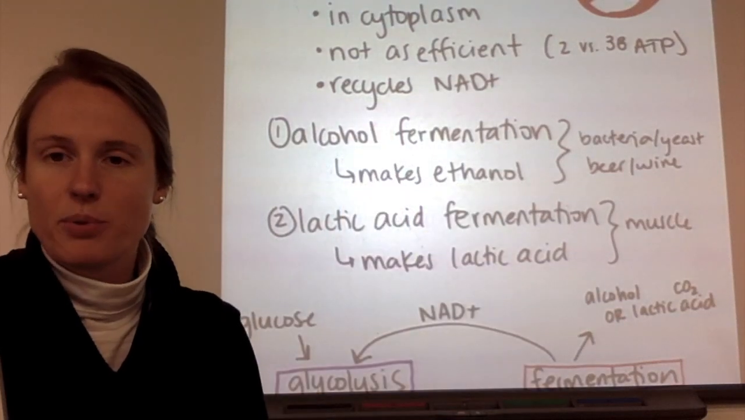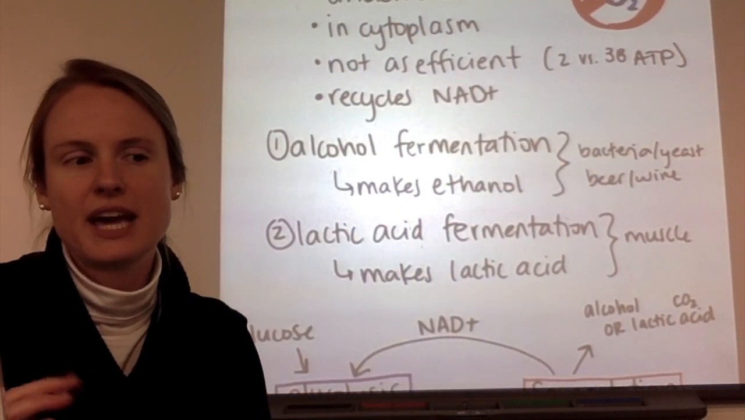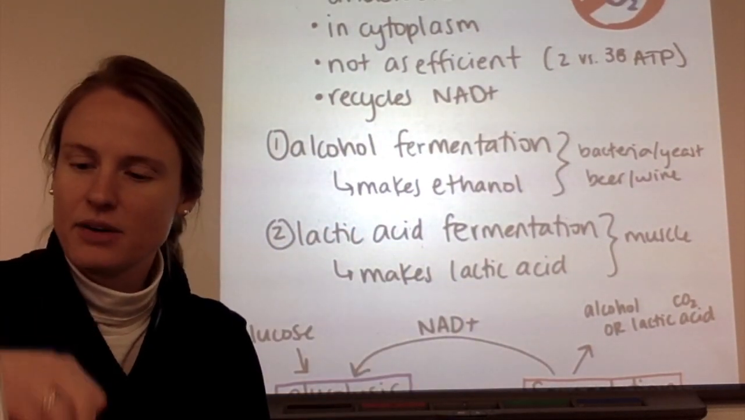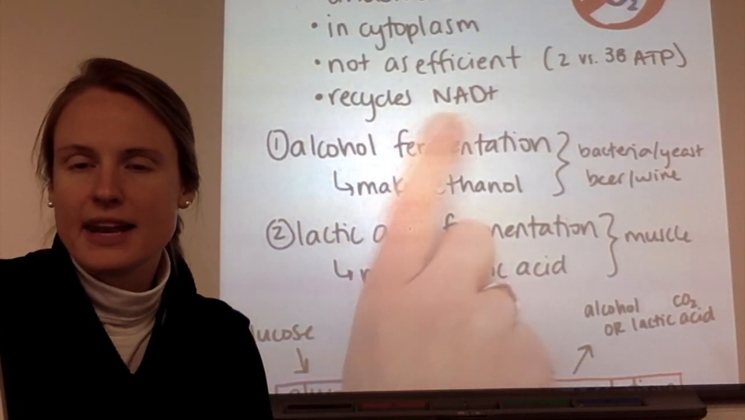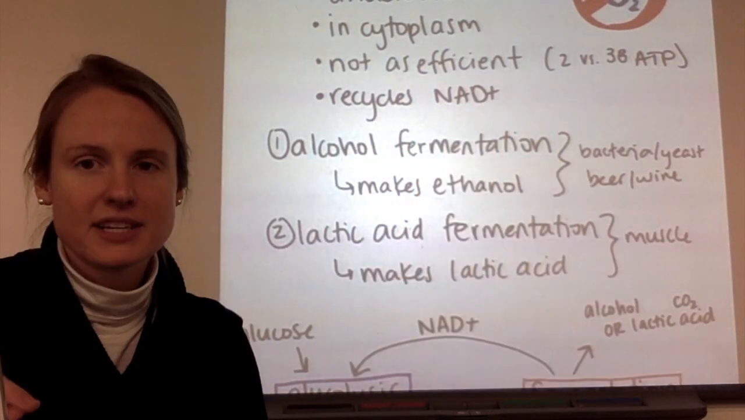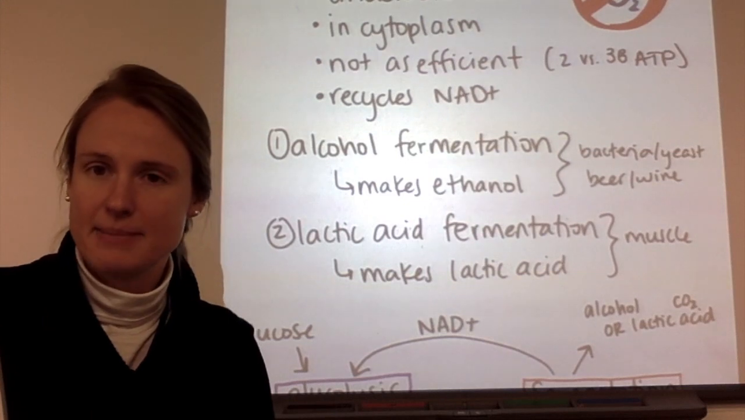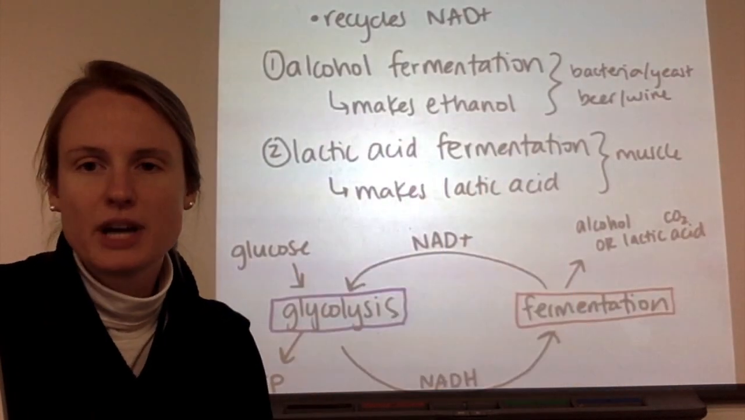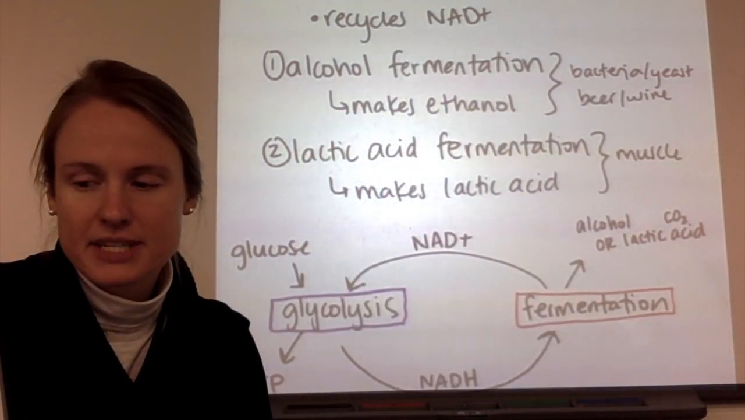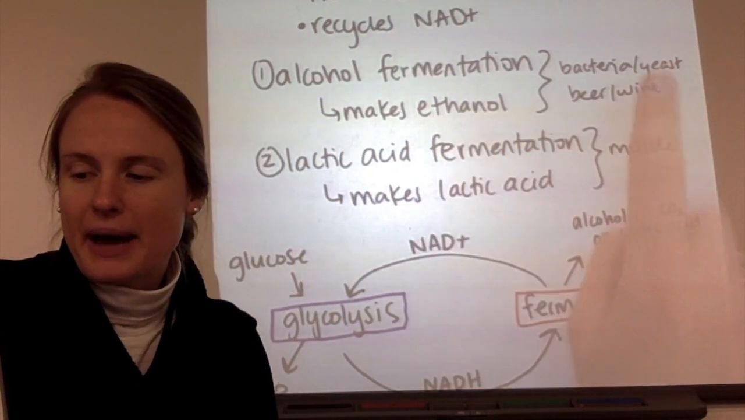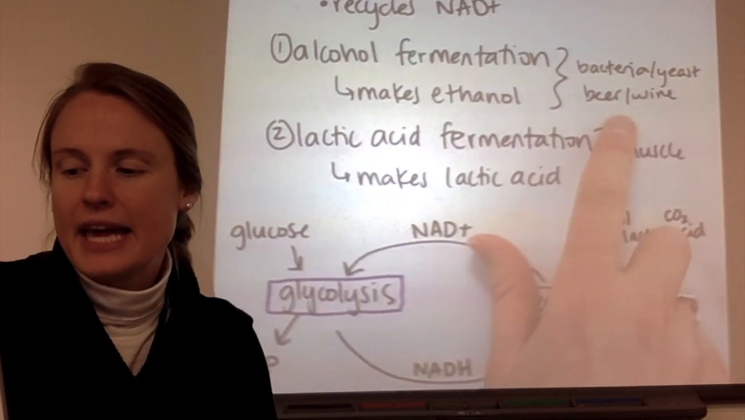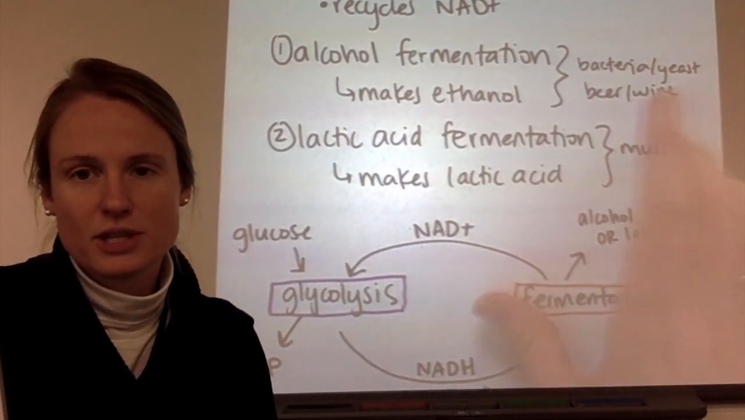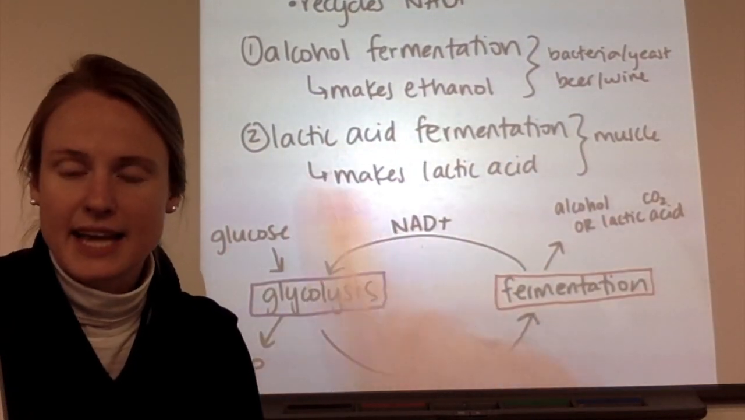Why fermentation is important, why we can't just do, say, glycolysis and get the ATPs out, is because we need to recycle that NAD+. That needs to be present for glycolysis to keep happening. I'll explain that a little bit more in a second. So there are 2 types of fermentation. There's alcohol fermentation, which makes ethanol. Bacteria and yeast can do this, and beer and wine is made through this process. There's also lactic acid fermentation.